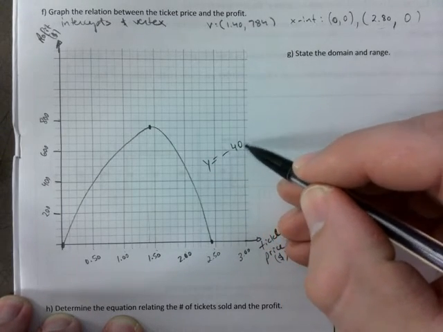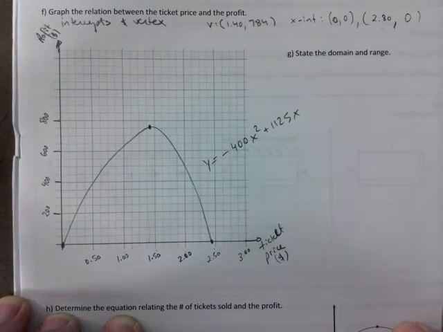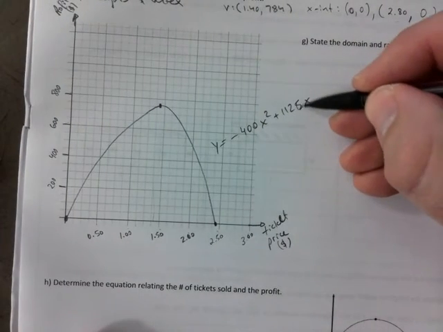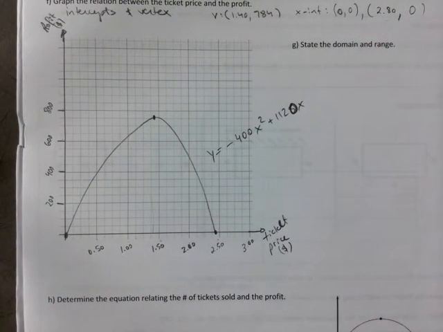Was it negative 400 x squared plus 1125? Totally guessing here. Let me see. Oh, almost 1120. There. That'll give you the marks. Scale, shape, equation, labels. You're good.